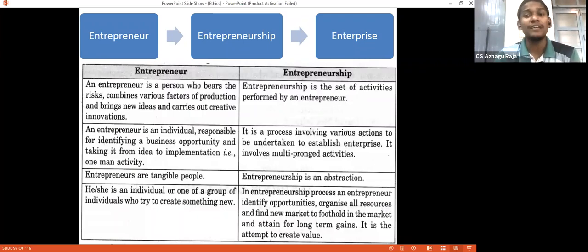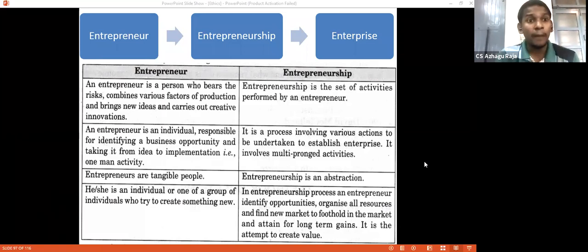What is entrepreneurship? It is a set of activities performed by an entrepreneur. Entrepreneur is an individual responsible for identifying a business opportunity and taking it from idea to implementation. But entrepreneurship is a process involving various actions to be undertaken to establish an enterprise; it involves multi-pronged activity.